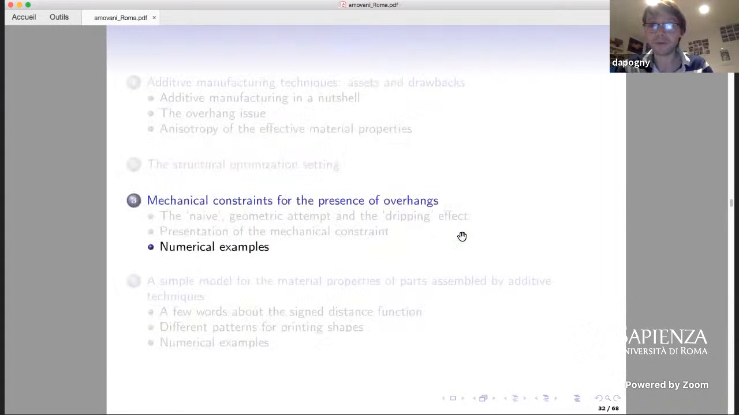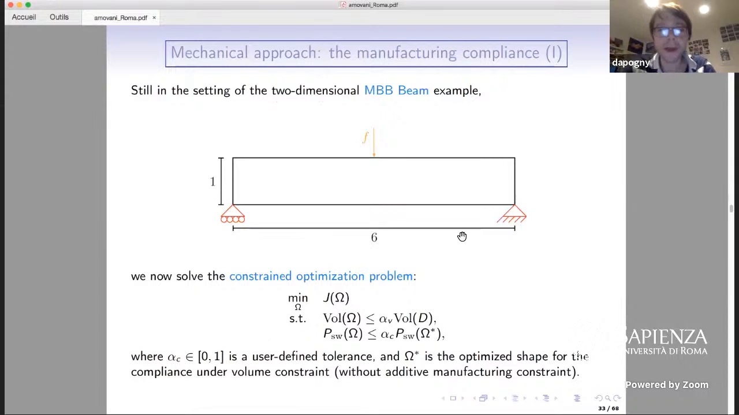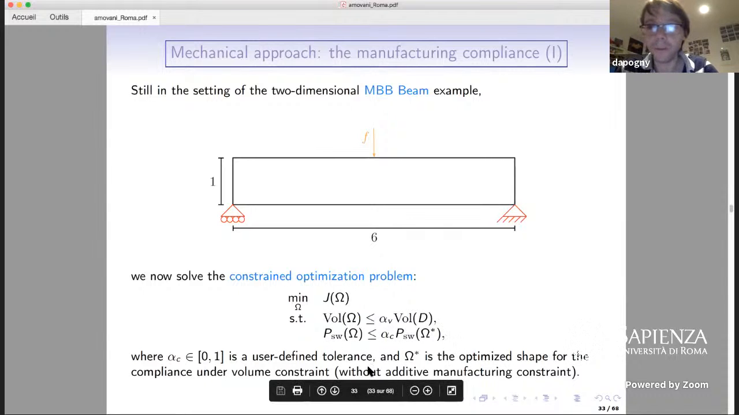Okay, so now let us come to numerical examples. We retrieve this MBB beam example that I have talked about, where the shape in the final use case is clamped on the two lower parts of the boundary, and a force is exerted on the middle of the upper side of the boundary, like this. And so we now solve the constrained optimization problem of minimizing the compliance of the domain in the use case with respect to a volume constraint, and with respect to a constraint on the manufacturing compliance, the manufacturing constraint that I have just presented.